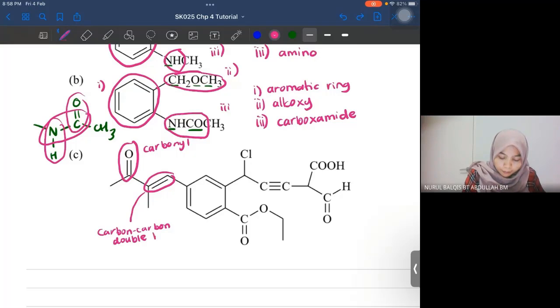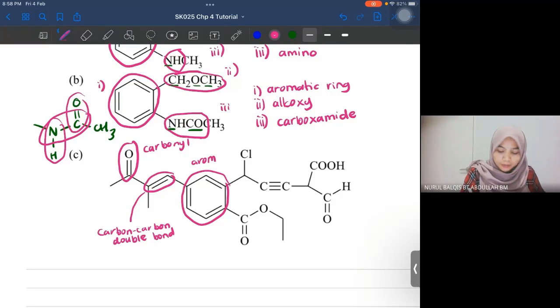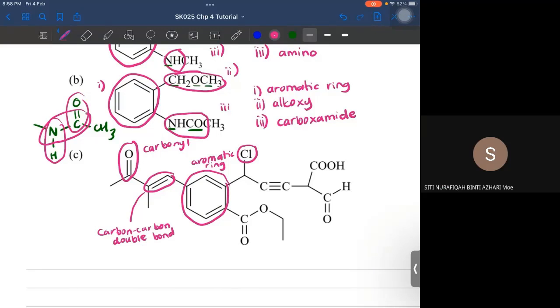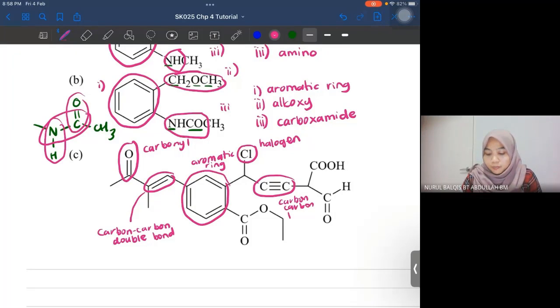Lagi kita ada aromatic ring. Yes, aromatic ring. Bila nak label tu, buatlah lukisan tu besar sikit. Nanti senang nak letak name dia. Here we have chlorine. Halogen. Right? And then here we have this carbon triple bond. Yes, carbon triple bond.